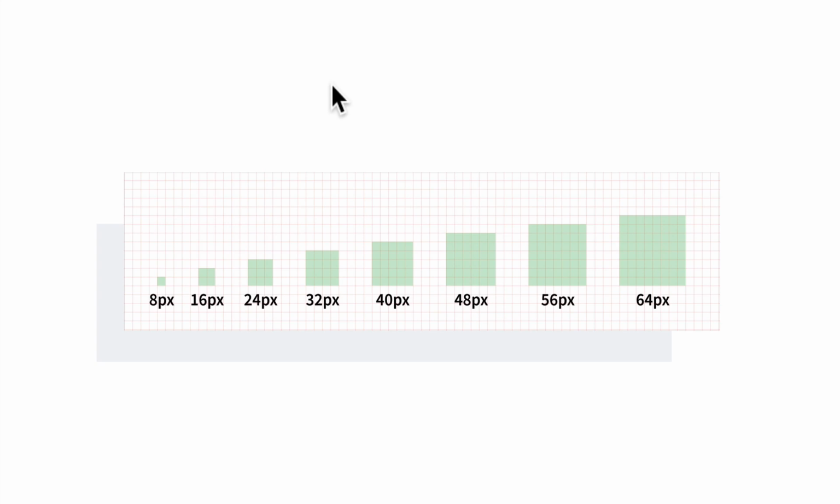There's no wrong answer here. Like I said, I like using 8 pixels and spacing icons by 4 pixel half step. Right here we have an 8 pixel base unit. And you can see it's spaced out to 16, 24, 32, and so on and so forth.